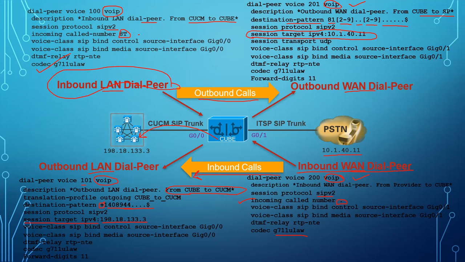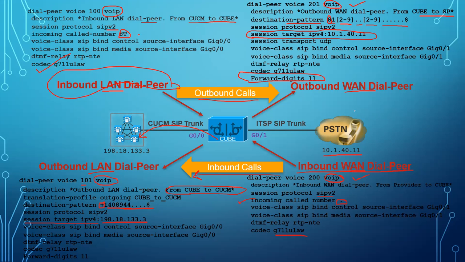Then same session protocol, SIP version 2, we are using. Session target, this is our SIP server address 10.1.40.11, right? Session transport, and then same thing, DTMF, codec, and forward digits 11. That means it is sending the 6, 7, 8, 9, 10, and 11. It is not sending this 8, right? So that's why you need to add this forward digits 11. So it will forward these 11 digits to your PSTN world, right?